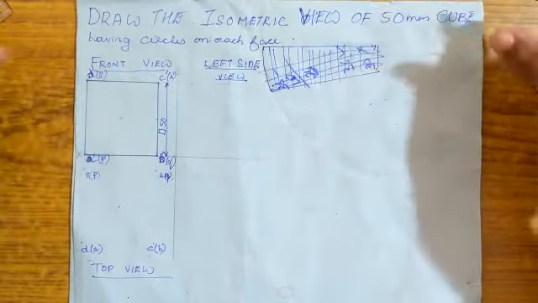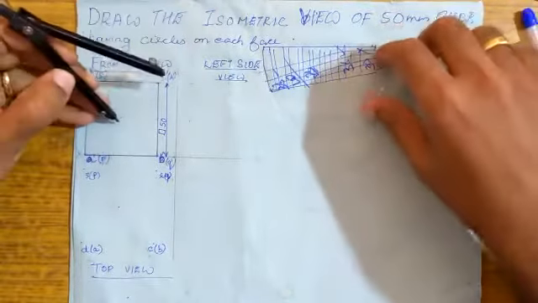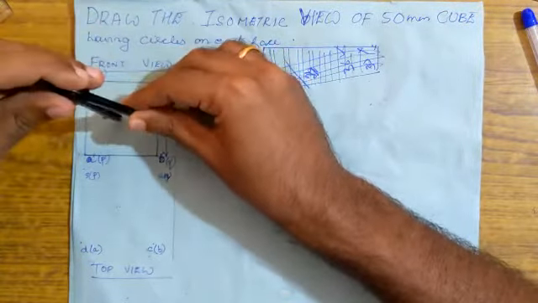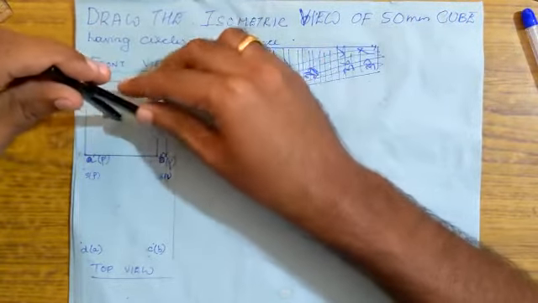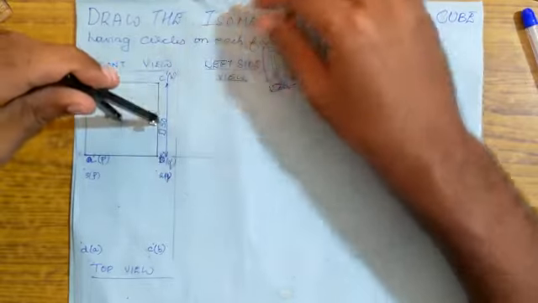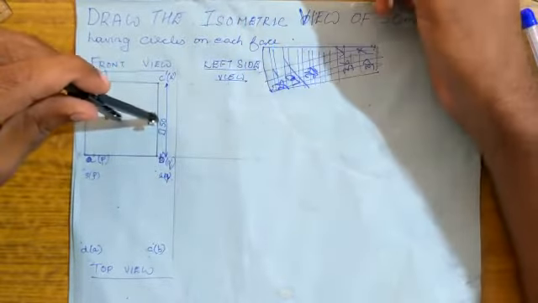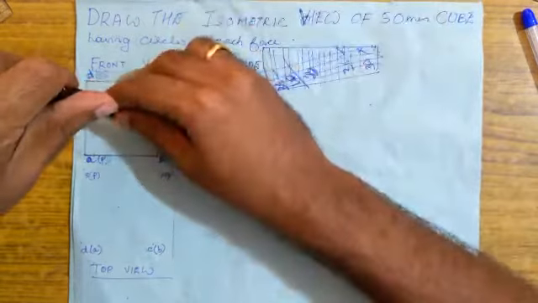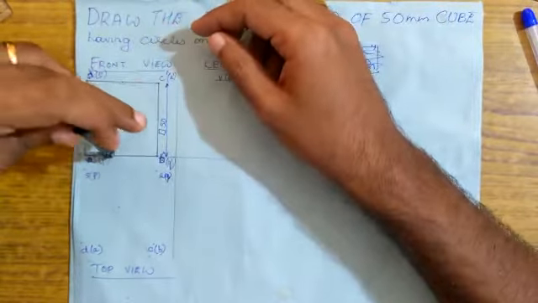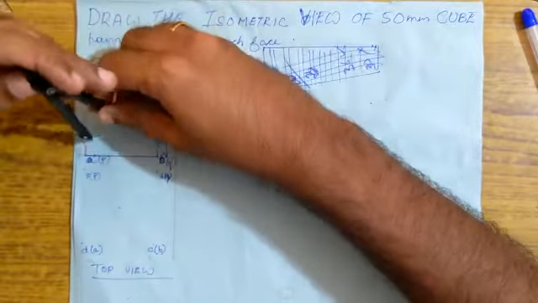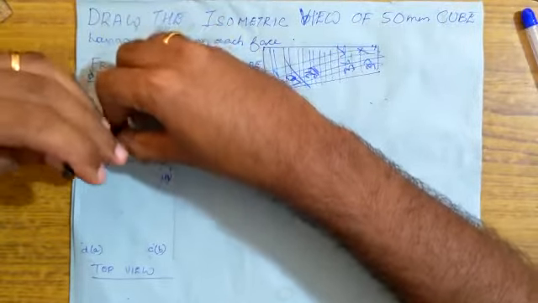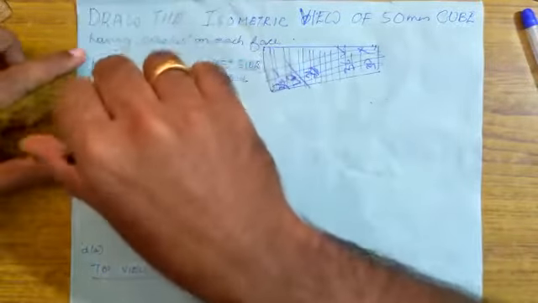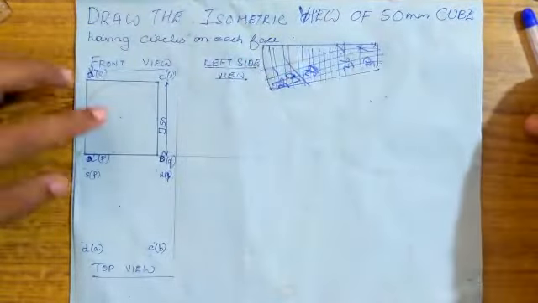There is a circle just passing through the center. It is passing through the center and it is covering the full face. So this is a circle like this. There is a circle like this on the front face, and this is the front face.